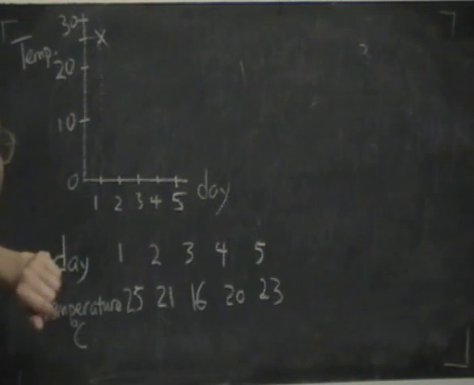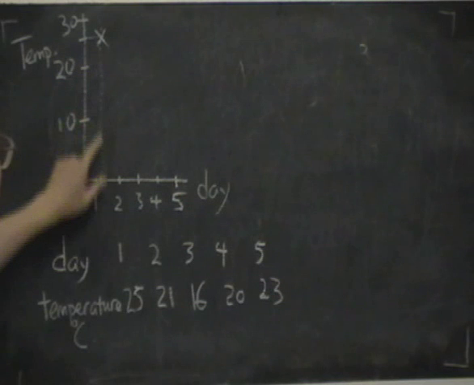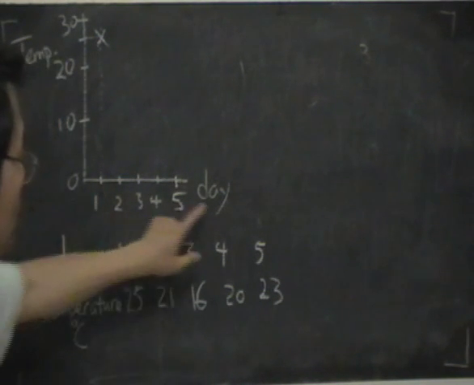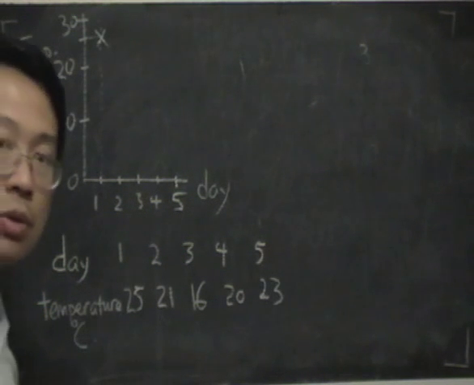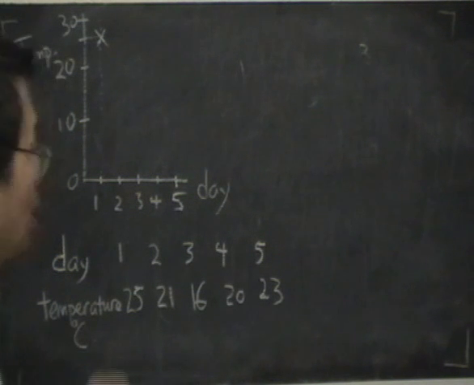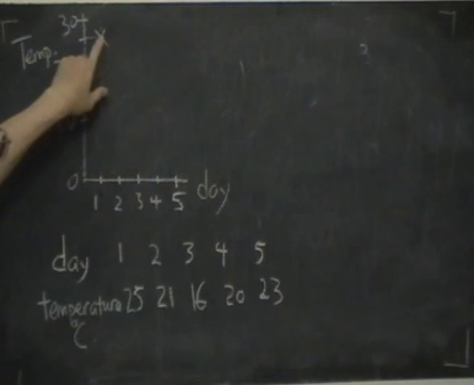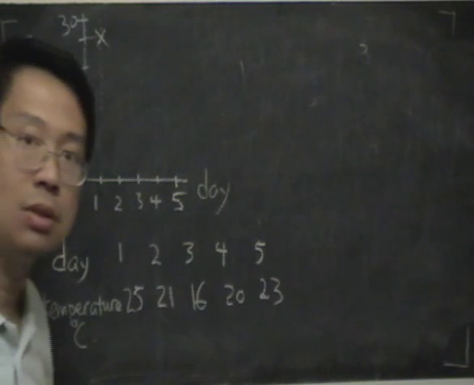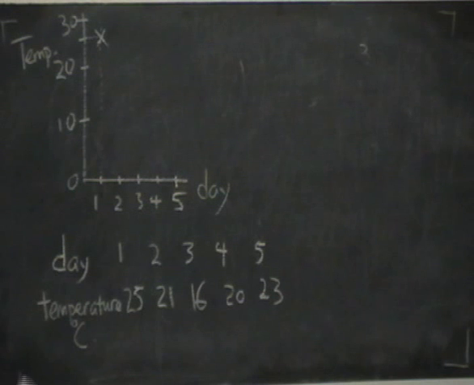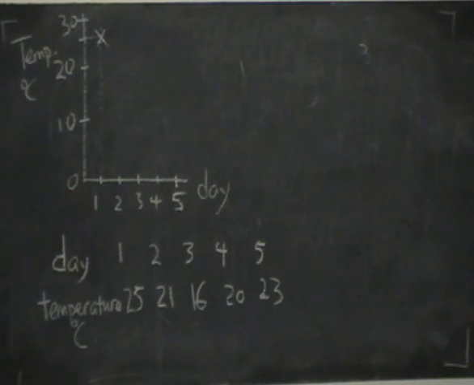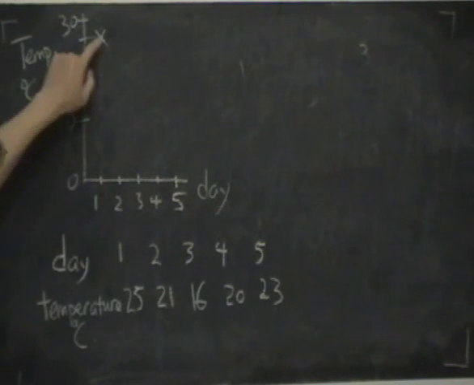If I look at the mark, I know that it's directly above the number 1 for day 1. So that mark tells us that it's a mark for day 1. And if I go horizontally from the mark, I go to 25 degrees Celsius. So the mark tells us this information: 1 and 25.